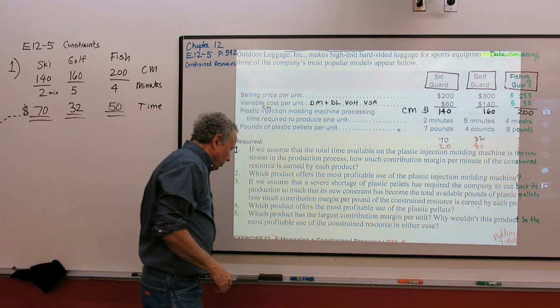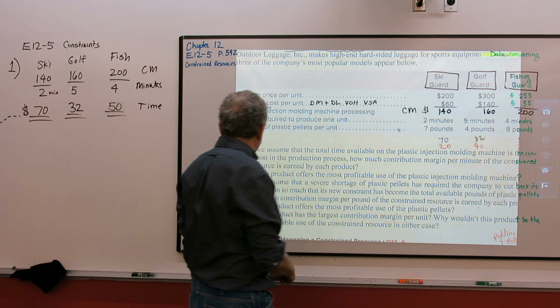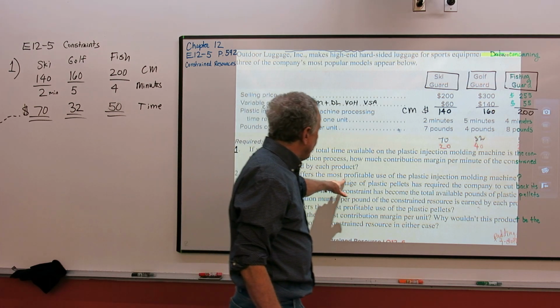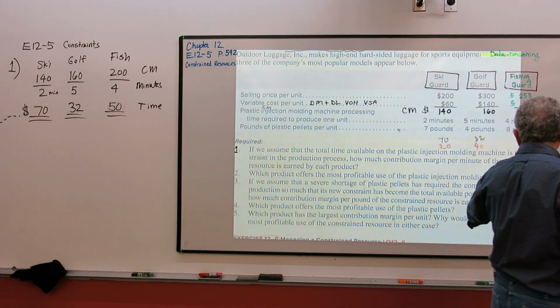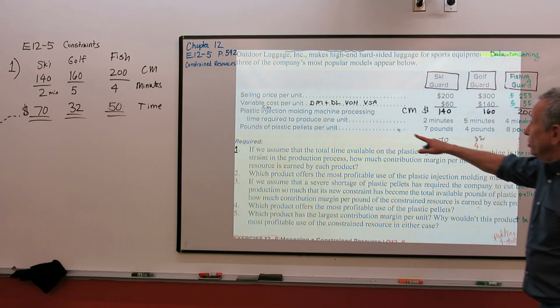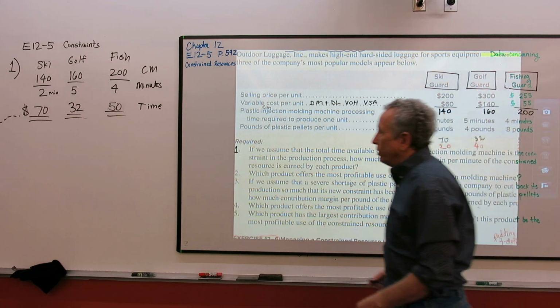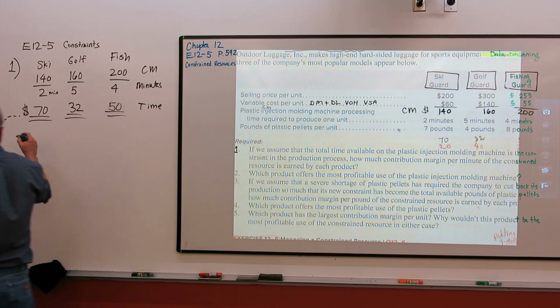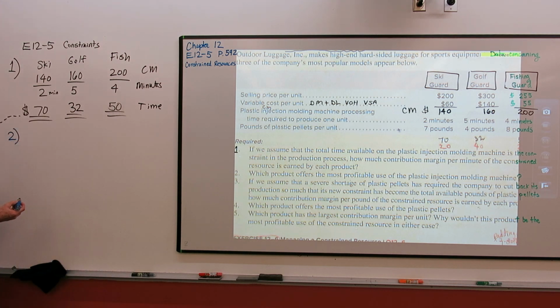What do they want us to do in part 2? Which product offers the most profitable use of the plastic injection molding machine? Now the molding machine, we just answered that, didn't we? Oh, they just want us to answer this. All right, let's go back and answer this. Which one does? The ski guard.